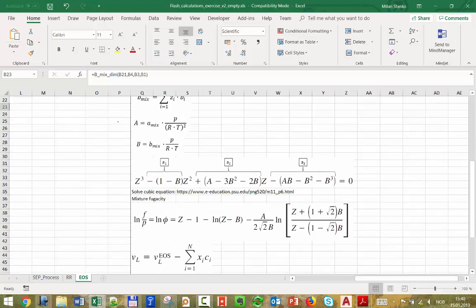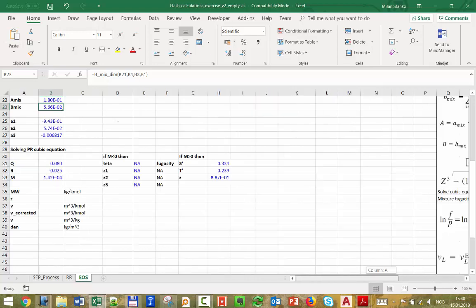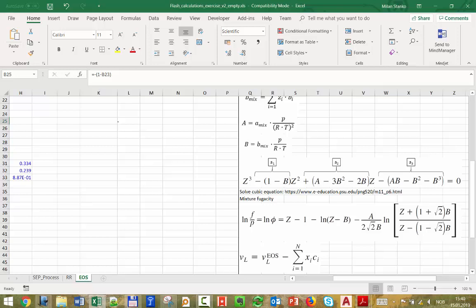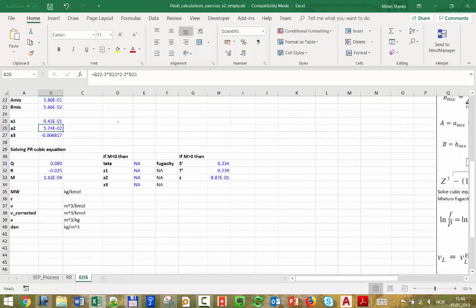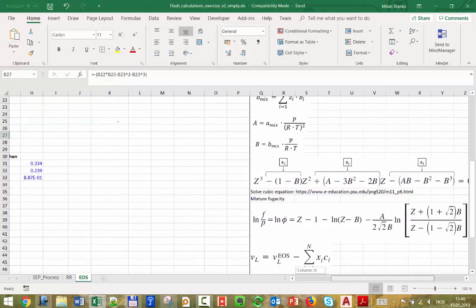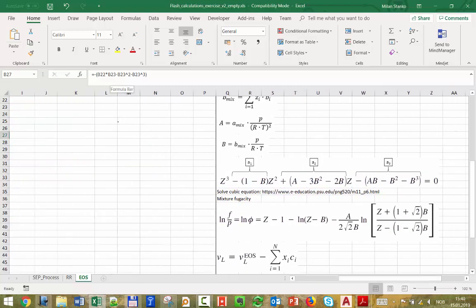So that's what I'm doing here. The first coefficient is 1. The second coefficient is minus 1 minus B. That's this guy here. The third coefficient is A minus 3B squared minus 2B. The last one is A times B minus B squared minus B cubed. So I have found all the coefficients in Z.